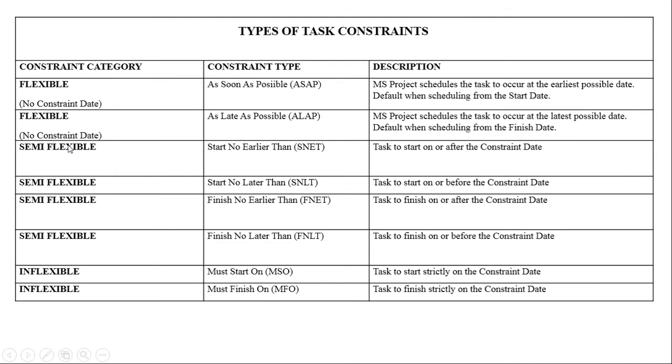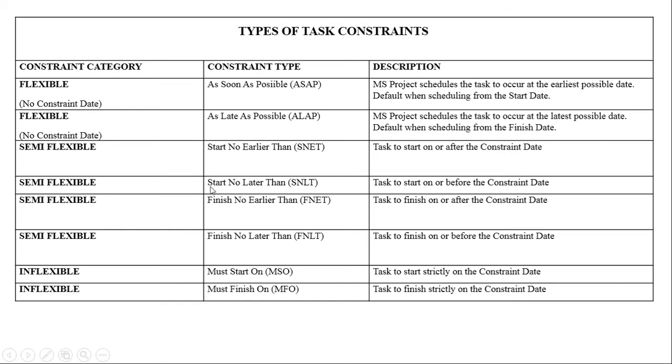Then we come under the semi-flexible category. The first one is start no earlier than. Remember we said that with the semi-flexible, you either specify the earliest start date or the latest. In this case, the date we are providing is the earliest start date. So this task must not start before the 1st of January. It can only happen on the 1st of January or after the 1st of January. So that is on or after the constraint date.